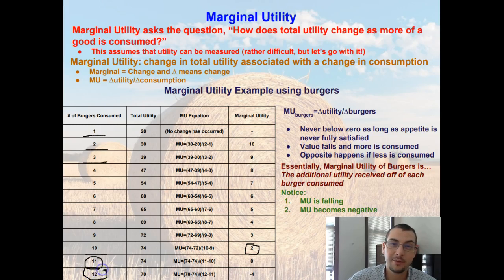And once you eat that 12th hamburger, guess what? You get sick. And when you get sick, that total utility actually fell. Because instead of enjoying that 12th hamburger or even just staying neutral like you did on the 11th, you got sick. And whenever you got sick, you don't feel very good and you actually feel worse. So as a result, your total amount of satisfaction actually fell, meaning your marginal utility, the additional utility you got off that hamburger, was actually negative.